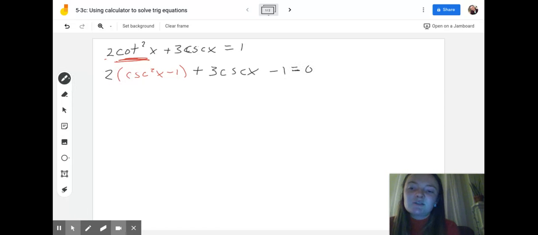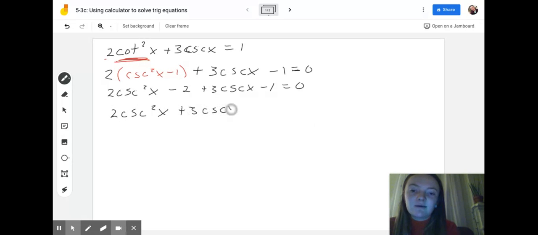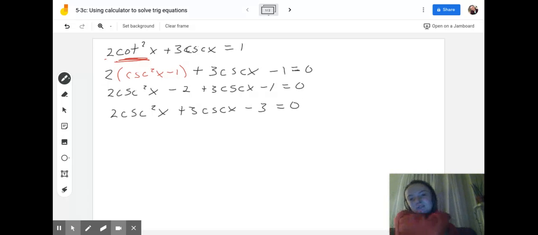All right, so if I use the distributive property a little bit, I get 2 cosecant squared x minus 2 plus 3 cosecant of x minus 1 is equal to 0. So what I have is 2 cosecant squared x plus 3 cosecant of x minus 3 is equal to 0. At this point, I probably don't know how to solve this unless I use the quadratic formula. Just for the sake of teaching you the quadratic formula, I'm going to go ahead and use it to solve this.